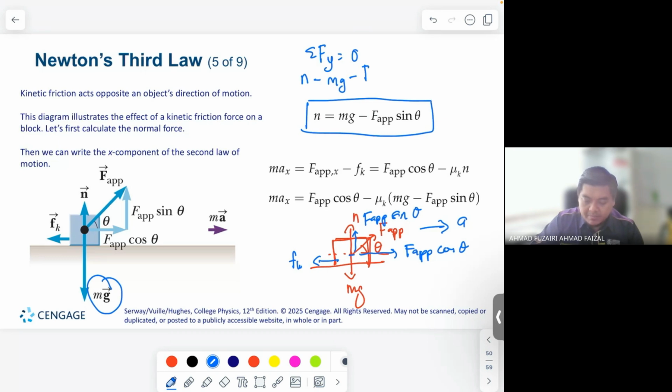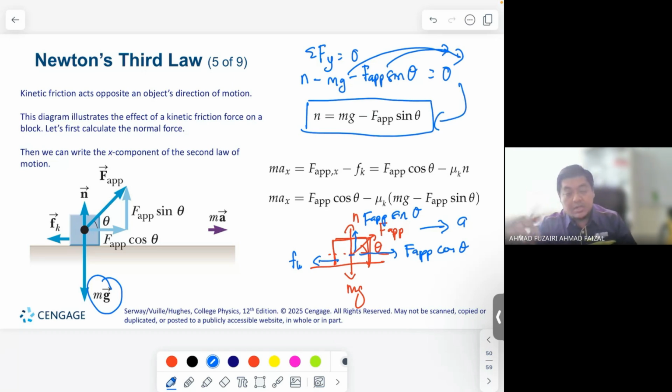So F applied sine theta is also equal to 0. And when we bring it to the other side, it will become this equation. So you should not memorize the equation, but you need to derive it based on the situation, because not all questions involve an applied force. That means you need to look carefully whether there is an applied force or another external force involved in the question or not.